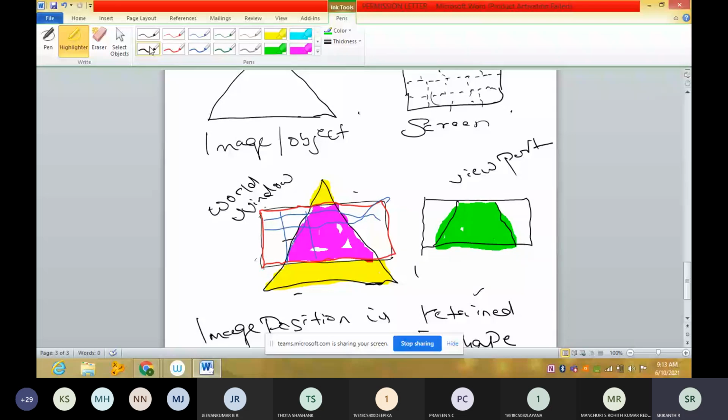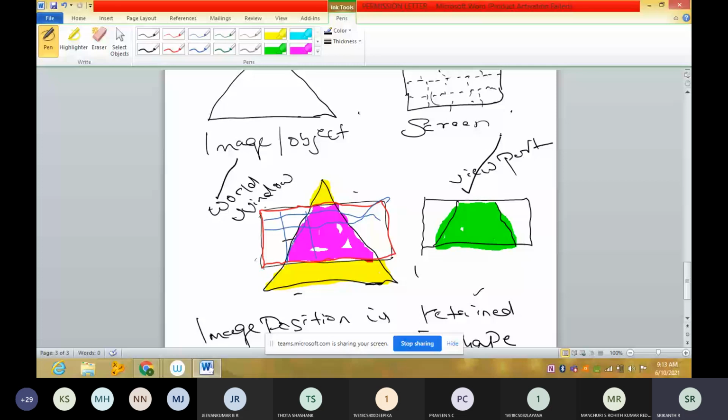This word window is going to give information about what to display. And I am having one more window that is called the viewport. The viewport is going to give information about where to display. The word window gives information about what to display, and the viewport gives information about where to display.